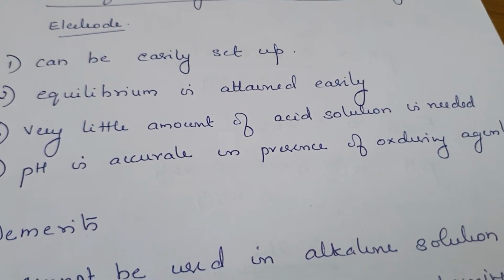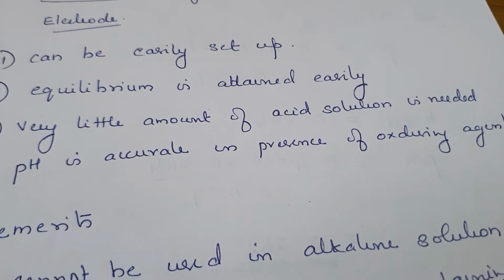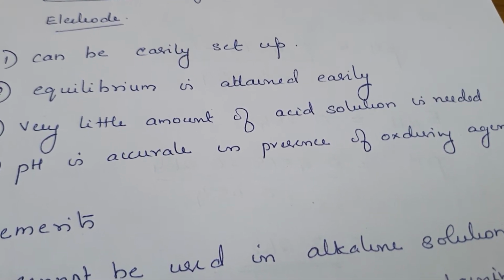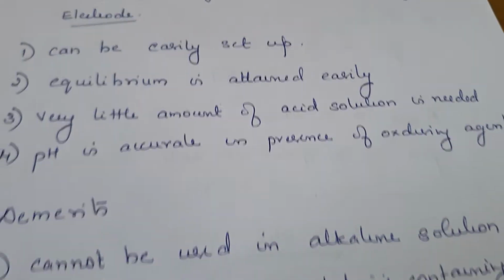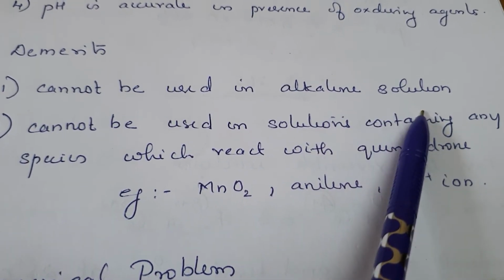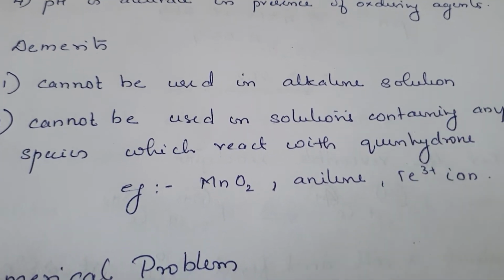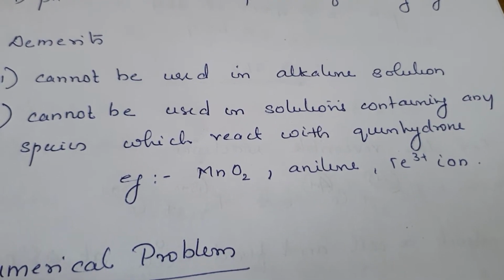It can be set up easily. Equilibrium is attained easily, a little amount of acid is needed, and accurate pH is determined even in the presence of a strong oxidizing agent. But it has certain demerits also. It cannot be used in alkaline solution. When we take alkaline, that is pH above 9 and all, it is very difficult to calculate.